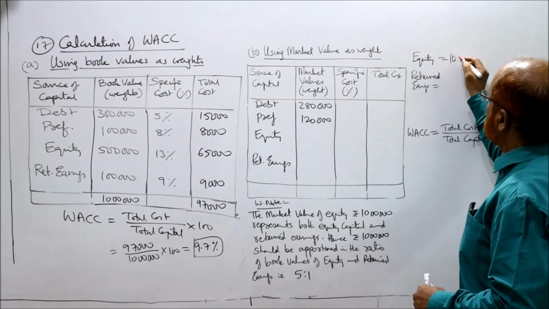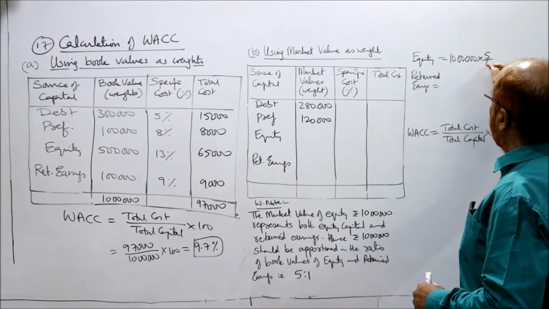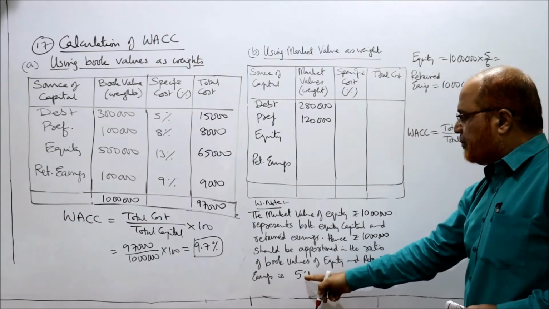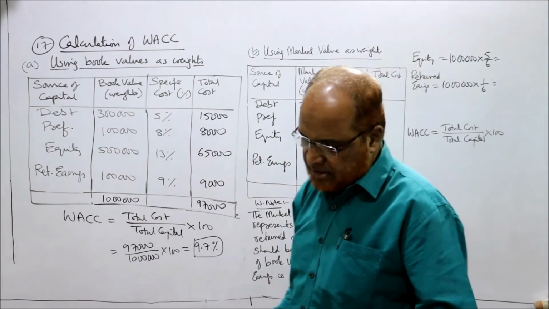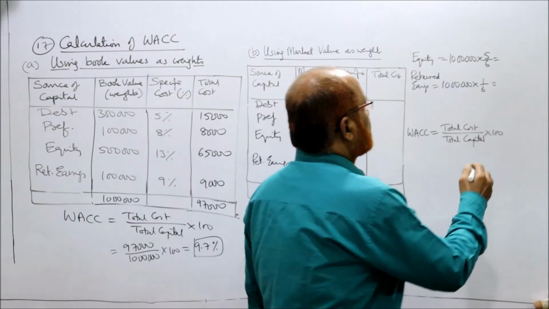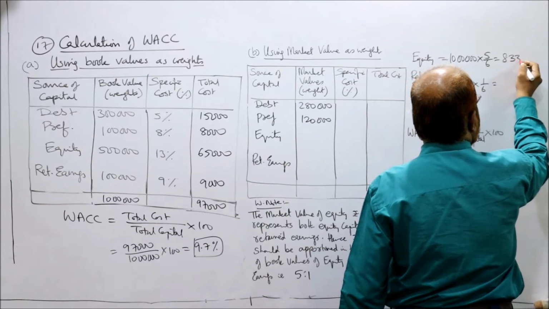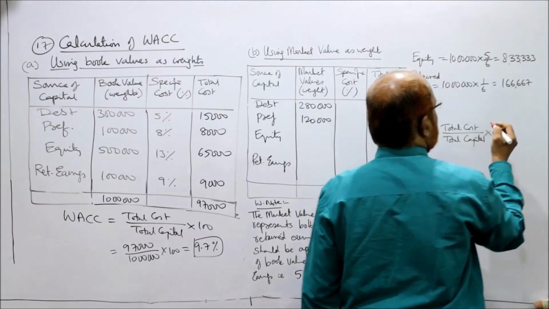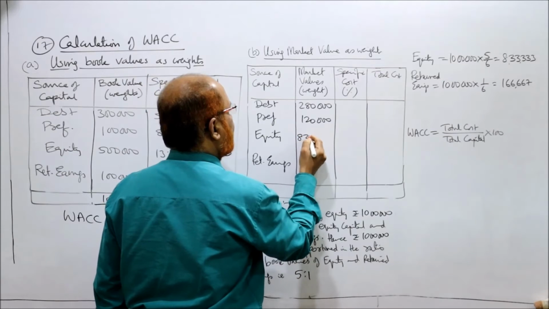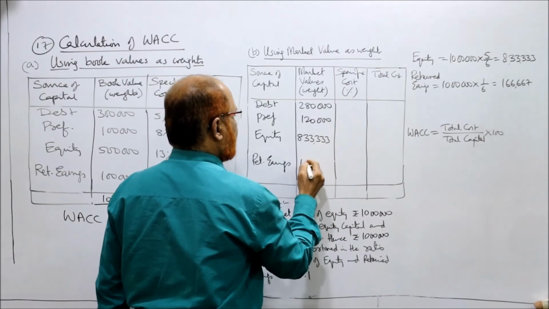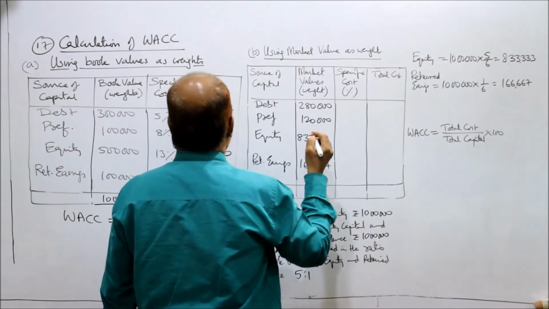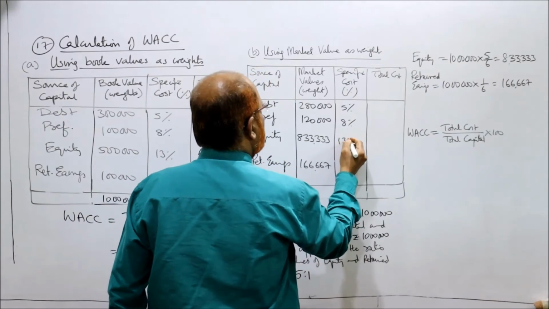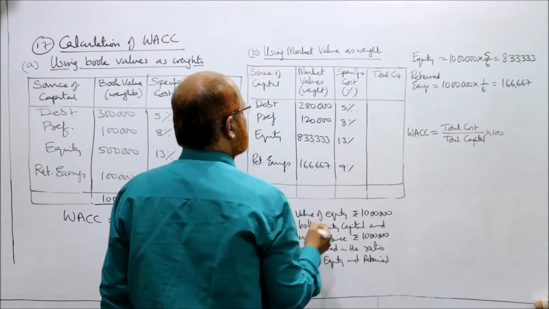So equity is 10 lakh into 5/6 and retained earnings is 10 lakh into 1/6. 5 plus 1, 6. So 5/6, 1/6. So it will become 8,33,333. Here it will become 1,66,667. Now we take the costs 5%, 8%, 13% and 9%.